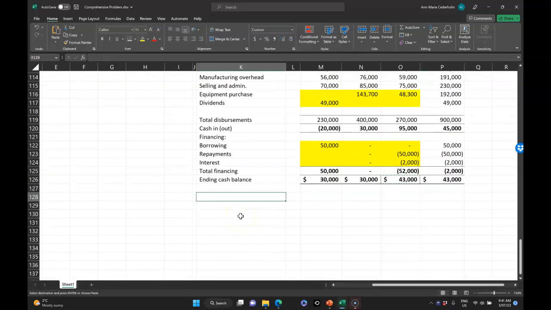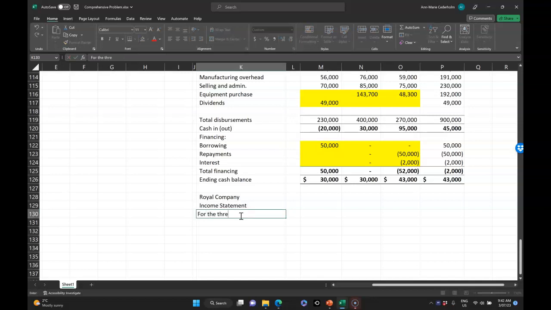Okay, so now it's time to put together our income statement. So Royal Company income statement for the three months ended June 30th. You can even put for the quarter ended. And I have April, or actually, you know what? I'm not going to do April, May, June. I'm just going to do the total. And so this is fine to do on your spreadsheets as well. So I just want to see this on a quarter basis.